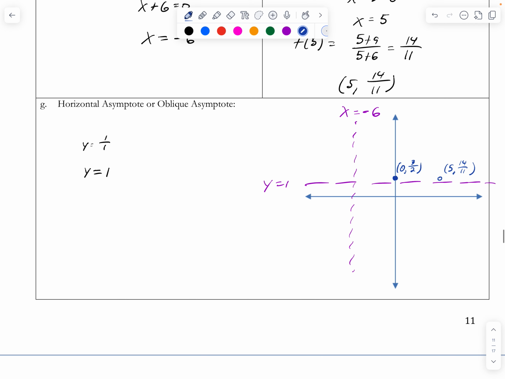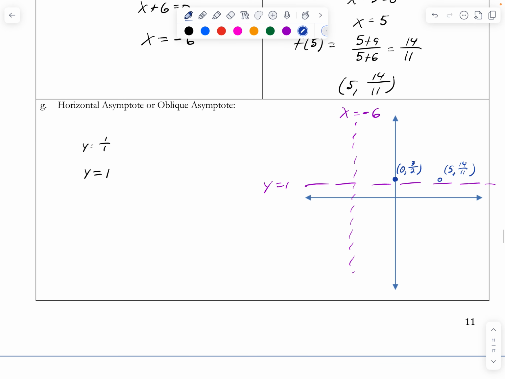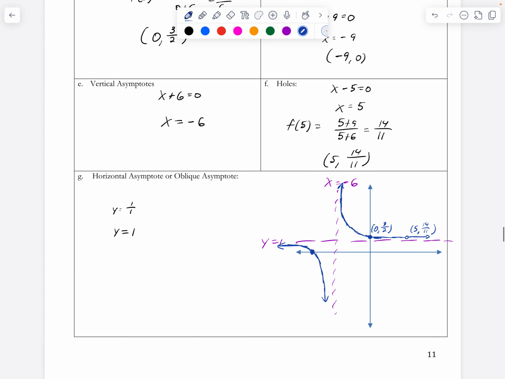X-intercept was -9, 0. Just going to be down here. So that should help me graph this, since my x-intercept is on the other side. All right, so there's that part of the curve, and then this one right here. All right, and that is it for the second graph.